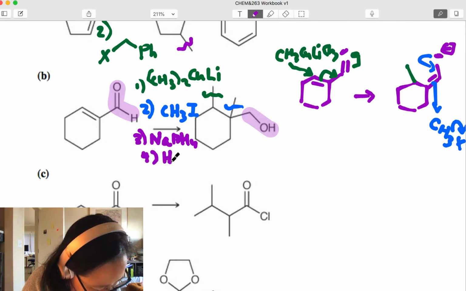And then I like to just add an acid workup step, although your book has this done in methanol.